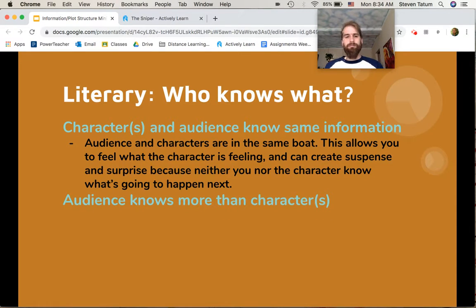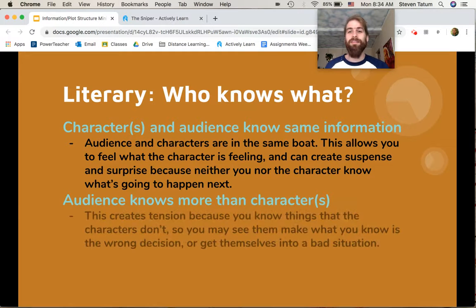The second type is when the audience knows more than the character does. And so we might see them getting into a situation where they might be in danger and they don't know it. And we feel, in this case, a kind of tension. When you know things that the character doesn't, you might want to yell out at them to say, oh, stop, no, don't do that, or you're making a mistake, because we have information that they don't.